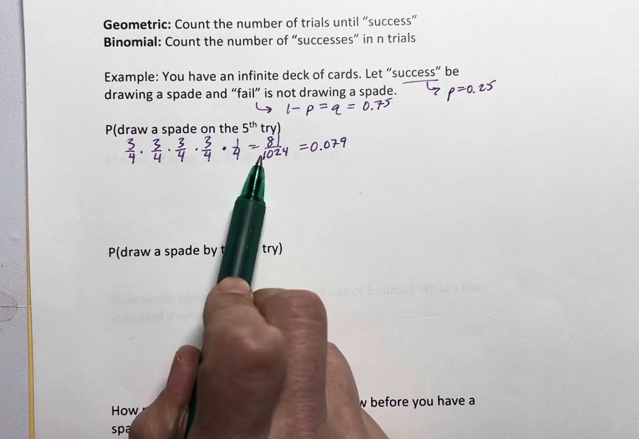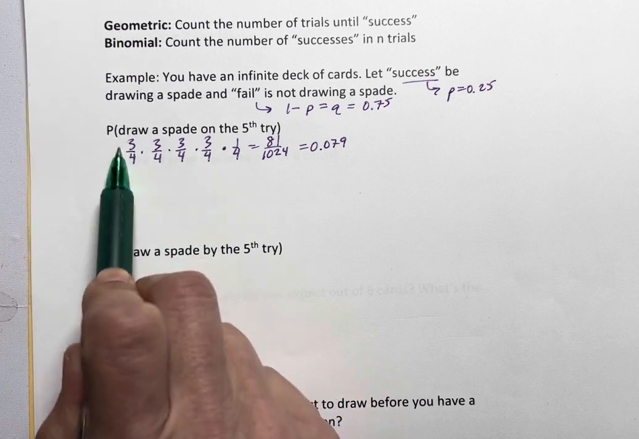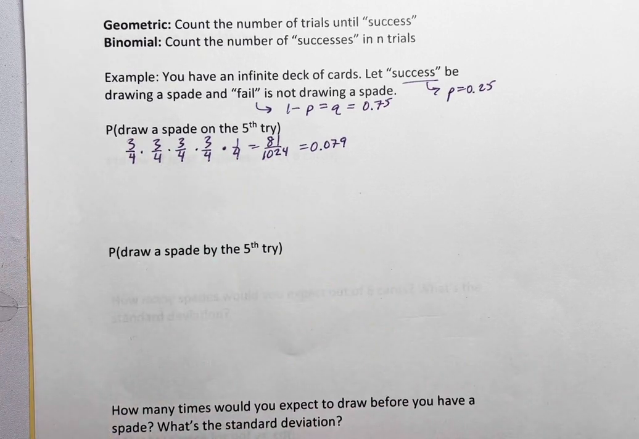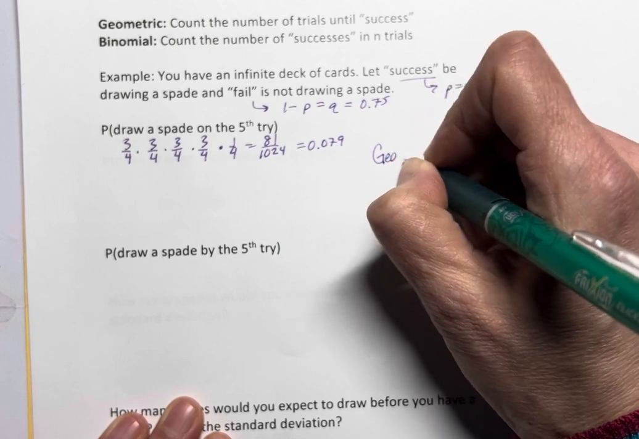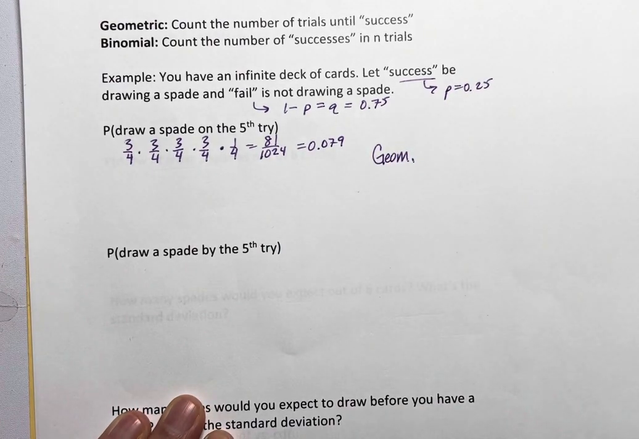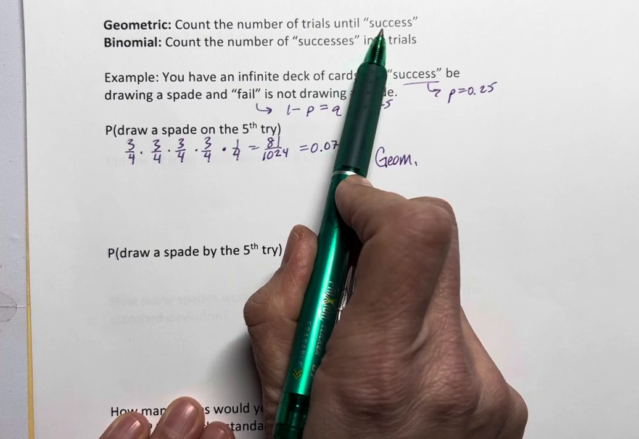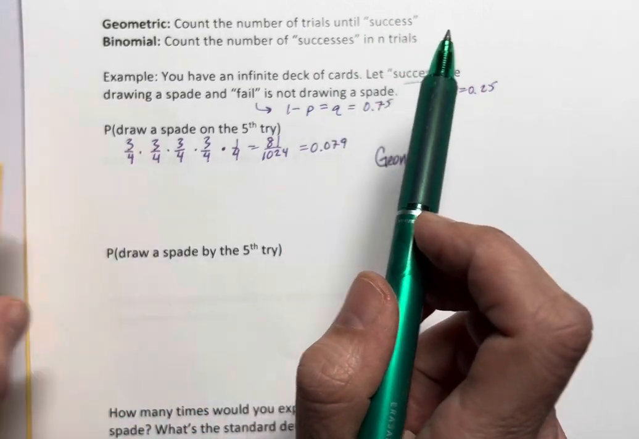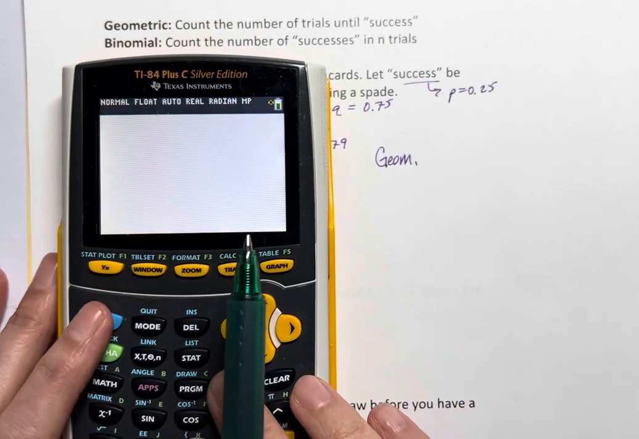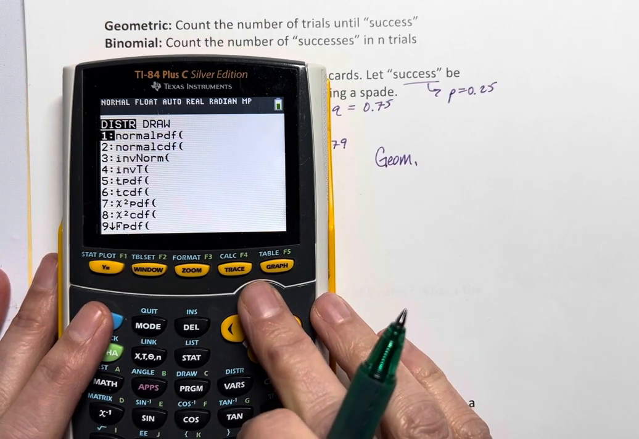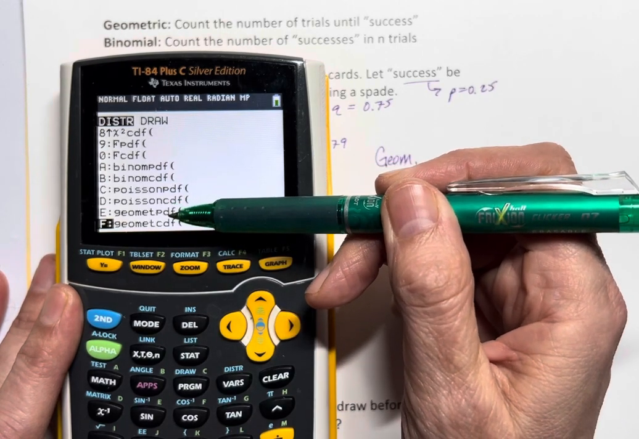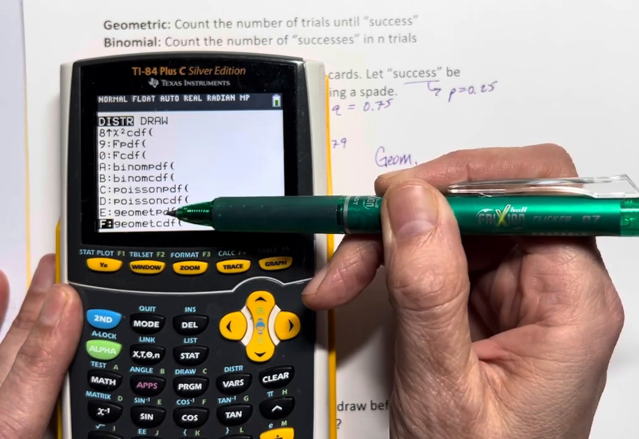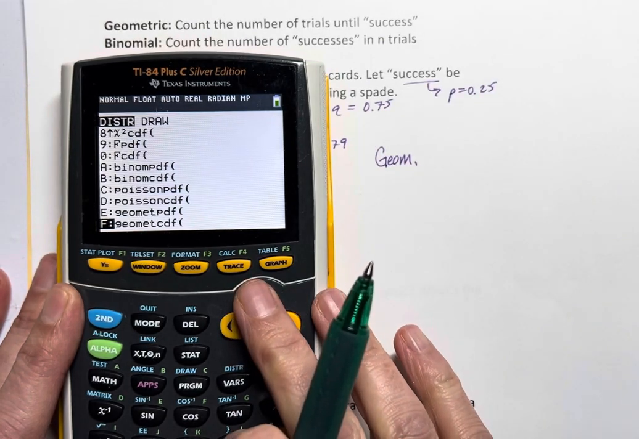Now, this is kind of annoying. I mean, I could do 3/4 to the 4th here, of course, but our calculator is really kind of smart about these things. So this is a geometric probability model because we're counting the number of trials until success. If we go to our calculator and we go into the distribution menu, we know that menu well because of normal CDF and INV norm, hit the up arrow and you can see 2 things here. There's Geomet PDF, Geomet CDF. And the Geomet PDF is what we'll want this time.